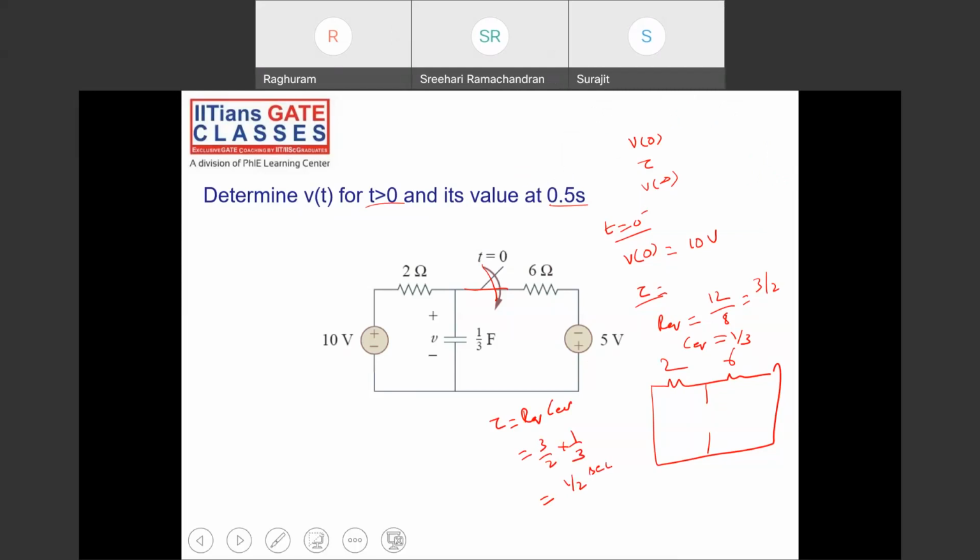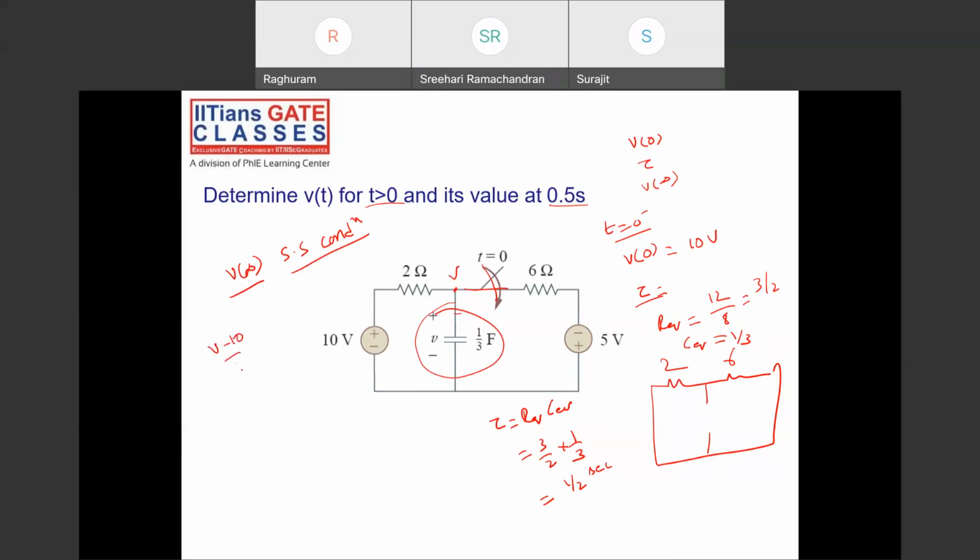Okay, and V of infinity at t is equal to infinity. Both the sources will be there, and it's a steady state condition. So what happens under steady state? The capacitor will act as an open circuit. I have to find the voltage across it. Both the sources are acting. How to find it? Nodal, yeah, you can do nodal, mesh, whatever you want. Find the voltage V here.